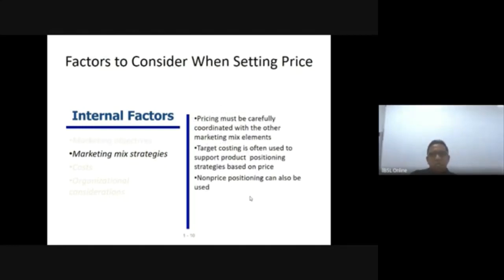Marketing mix strategies. Pricing must be carefully coordinated with other marketing mix elements. Target costing is often used to support product positioning strategies based on price. Non-price positioning can also be used. Marketing mix strategy means when you have a high quality product, you can price high. When you have a low quality product, you have to price low. Moderate quality, moderate price. Because it has to be in line with the marketing mix strategy.